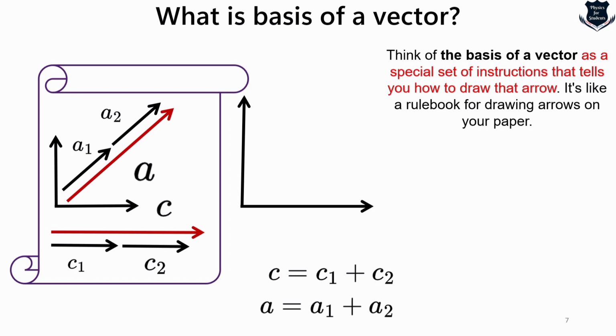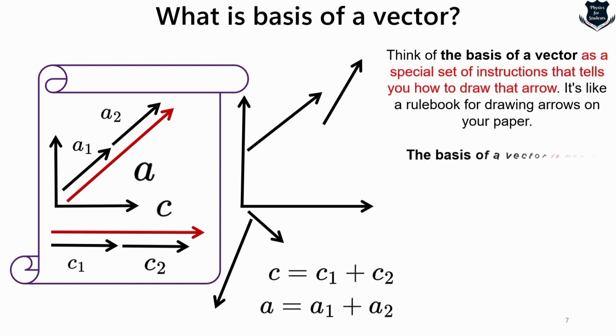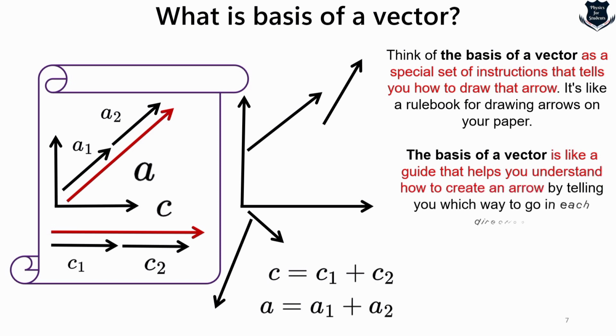Now the rule book consists of maybe 1 or 2 or 3 directions, it doesn't matter, for moving upwards, right or left. Now you see I can go in this way, or in this way. So the basis vector is like a guide that helps you understand how to create an arrow by telling which way and which direction to go. This guide is crucial when you're working with vectors in math and science, because it helps you describe where things are and how they move in space.